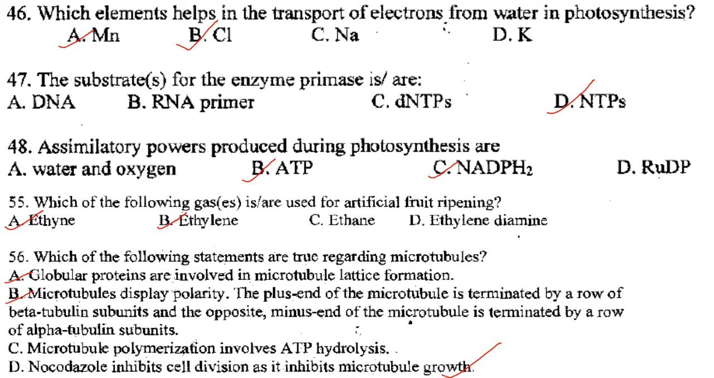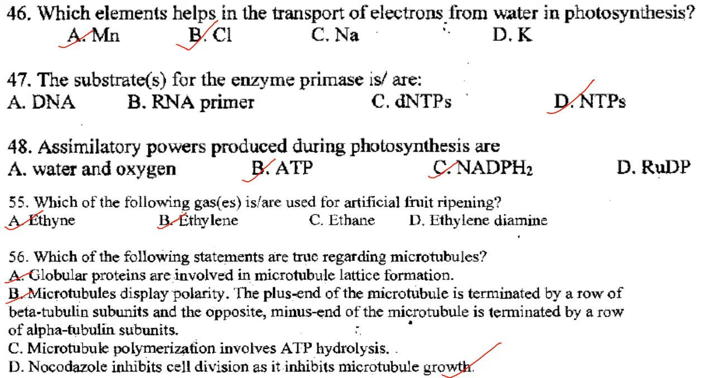The substrate for the enzyme primase is or are DNA, RNA primer, dNTPs. So 47 is options. Sorry. For the primase it is NTPs, not dNTPs. Okay. So answer is option D. D, answer option D, that is NTPs.